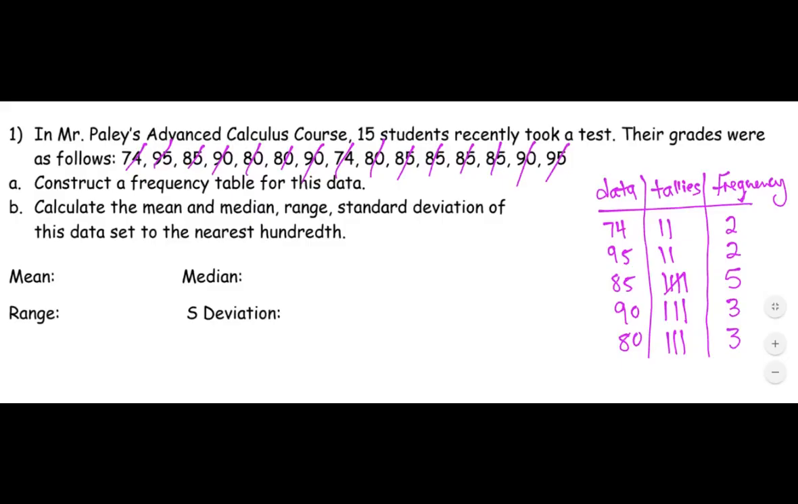Now we will put these values in here. We have the mean is 84.87. The median is 85. The range is 21. And the standard deviation is 6.28.